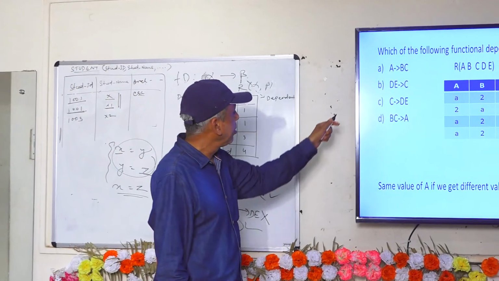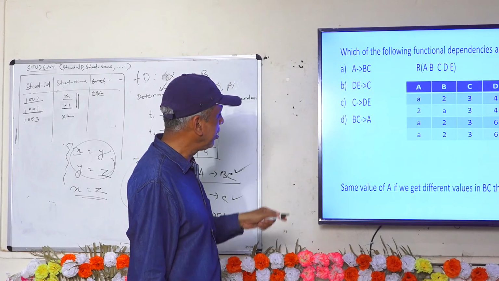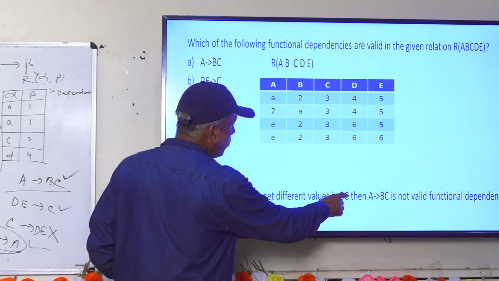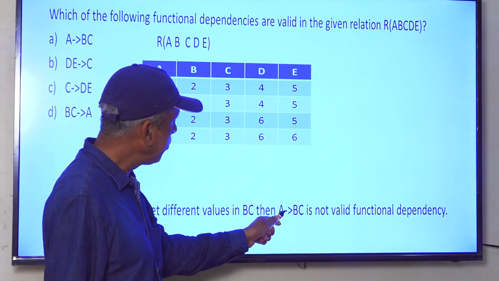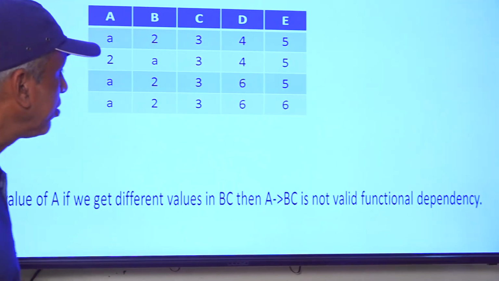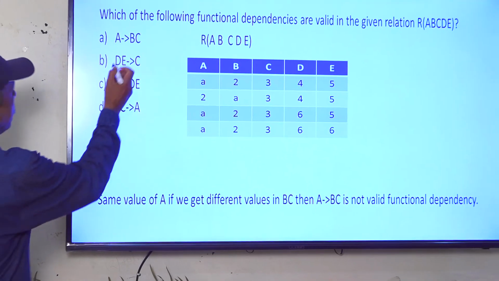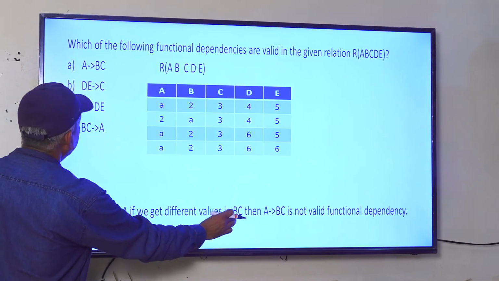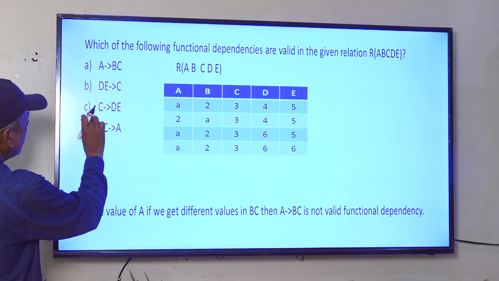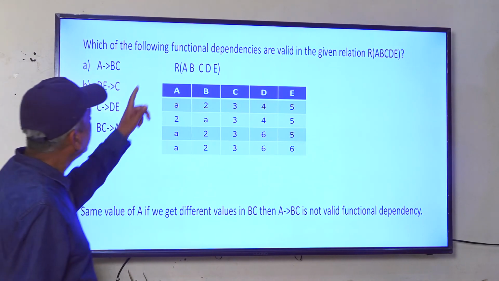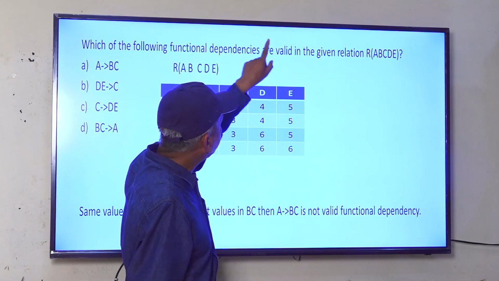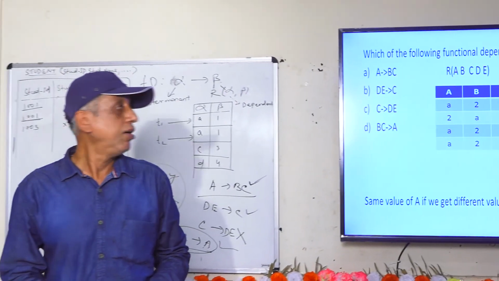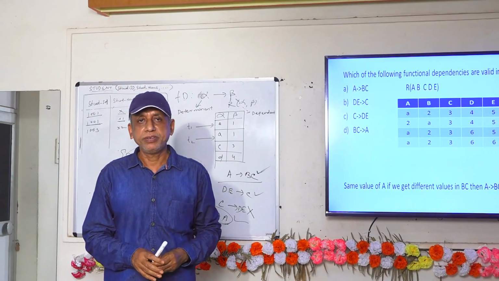So this is our functional dependency in DBMS. Mind it, for the same value of A, if we get different values of BC, then A produces BC is not a valid functional dependency. Like in your C, if we get different values, then C produces DE is an invalid functional dependency. This is our functional dependency in DBMS. Thank you.